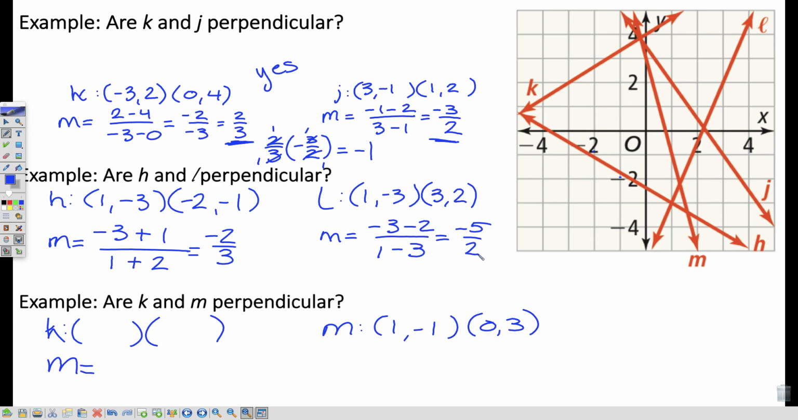What are you doing? That was H and L, not M. No, M is slope. Doesn't M stand for slope? Sorry, I'm confused. I know, I'm confusing myself now. Alright, you can keep going.